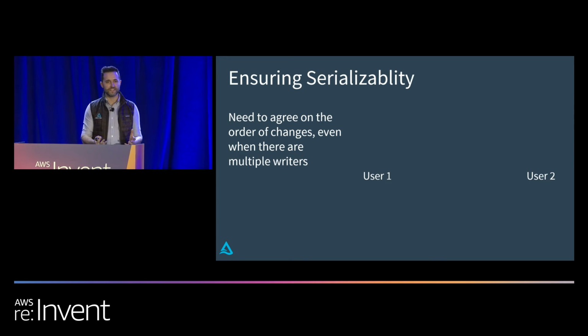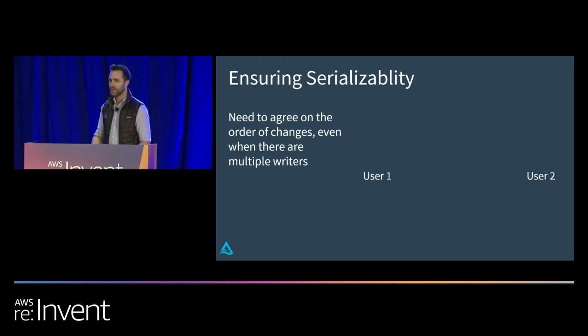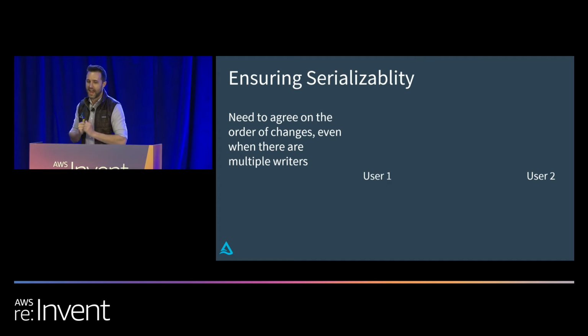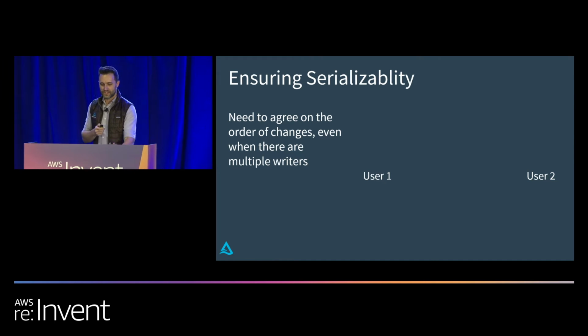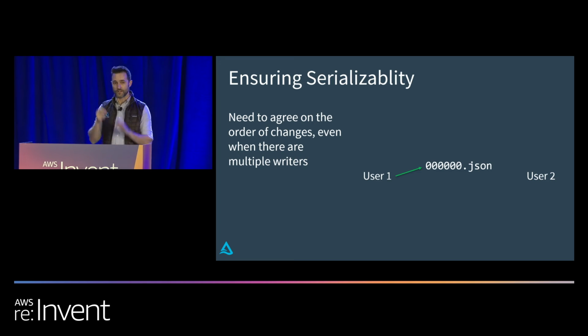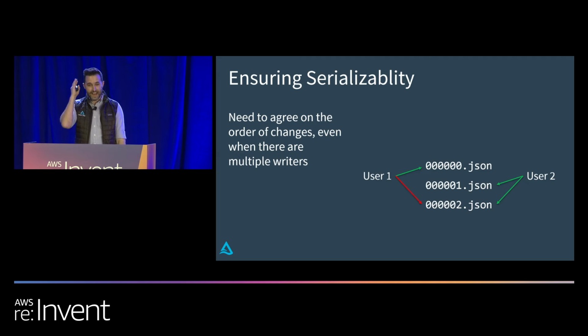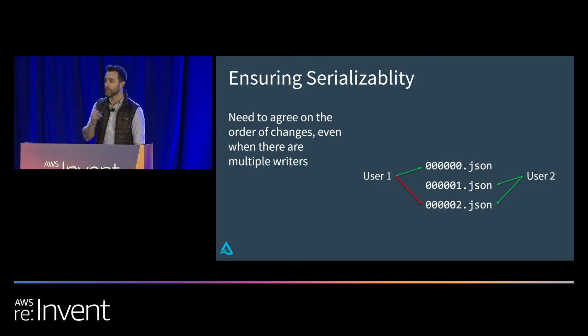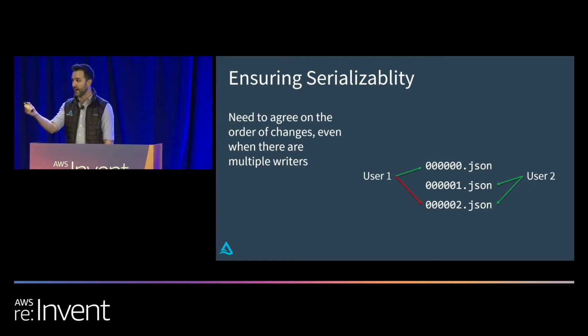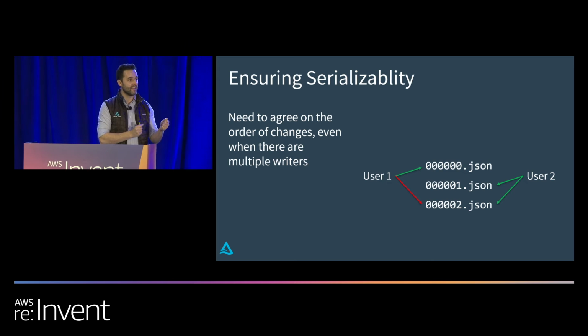OK, so now we get into the consistency and isolation. In order to have consistency, we need to have a serializable schedule. We need to agree on what order changes happened in the table. Just to give you an example, user 1 can create version 0. User 2 can create version 1. But they cannot both create version 2. If they both try to create version 2, one will win. But the other person has to get a file already exists exception.